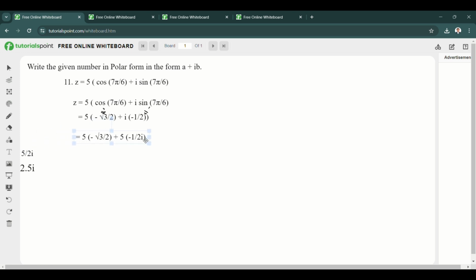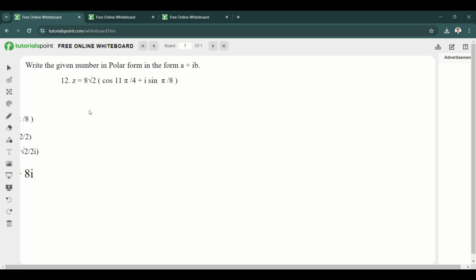So next, this 5 will be distributed to the values of x and y. So this is the value. After that, we'll have these values, which are negative 5 square root of 3 over 2 minus 5 over 2 i. Then by doing it in decimal form, we'll have the value of z equals negative 4.33 minus 2.5i.